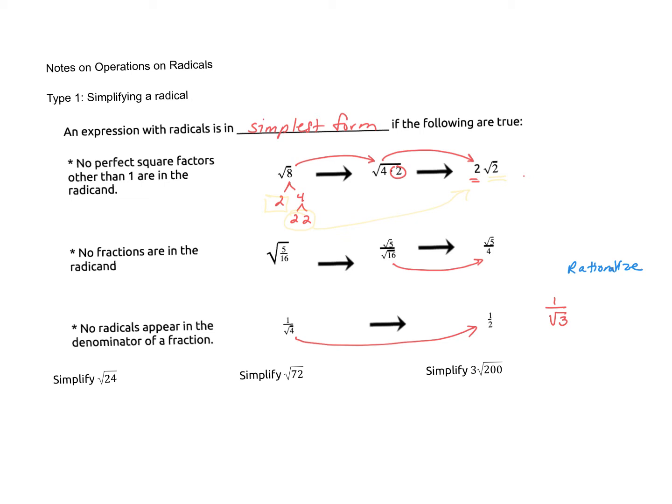Rationalizing. And in order to rationalize, you have to multiply the top and the bottom by the square root of 3. After you multiply the top and the bottom by square root of 3, the bottom becomes square root of 9, and the square root of 9 is 3. So it gets rid of the radical in the denominator.